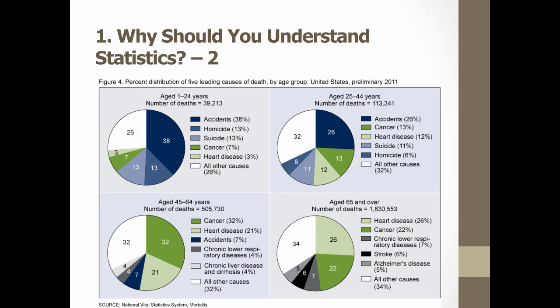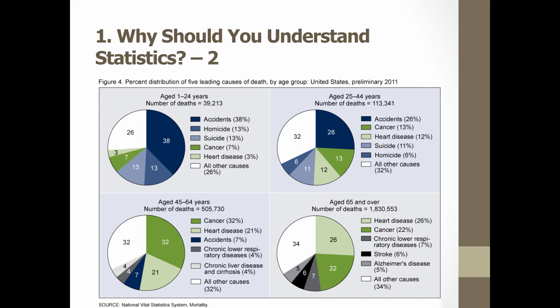Look at accidents. Only 7% of deaths, of those 505,000 deaths, were among people who had some type of accident, compared to the 38% of the nearly 40,000 people who were ages 1 through 24 years old and how they died. Big difference. And then what about our oldest group, ages 65 and older? We had the leading number of deaths here. We had 1.8 million deaths. So among those 65 and older, what are the leading causes of death? All other causes and heart disease.